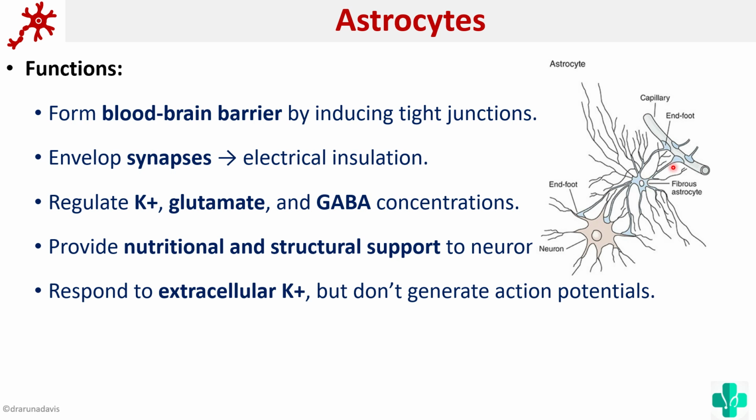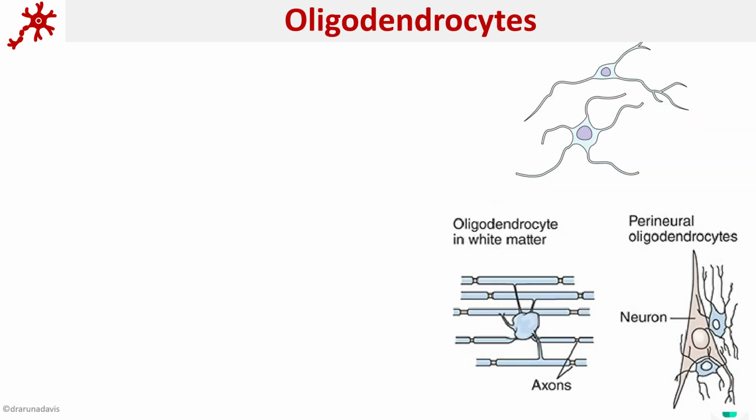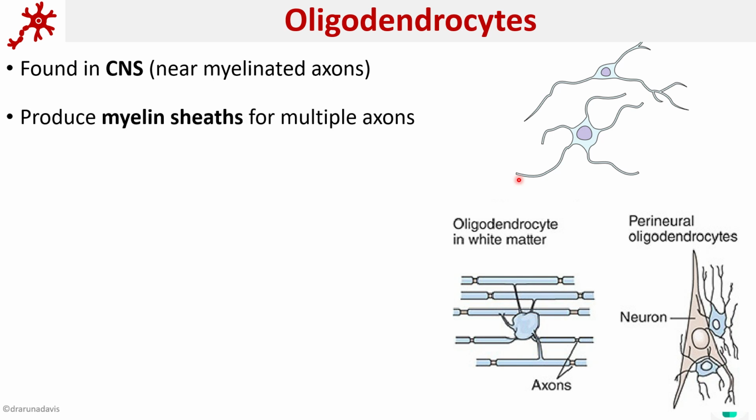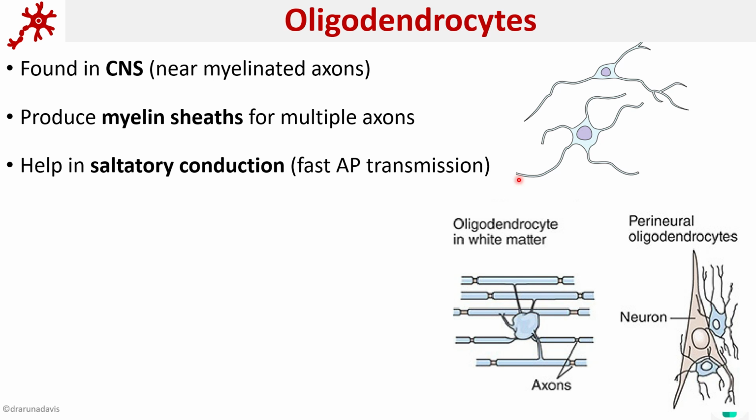In this image you can see that it is connecting. This is a fibrous astrocyte, which with the help of the end foot is connecting the capillary and the neuron. The next class is the oligodendrocytes. Oligodendrocytes are mainly found in the CNS, and they are the cells that produce the myelin sheath in the central nervous system. The myelin sheath is required for saltatory conduction. So indirectly, the oligodendrocyte will help in saltatory conduction.